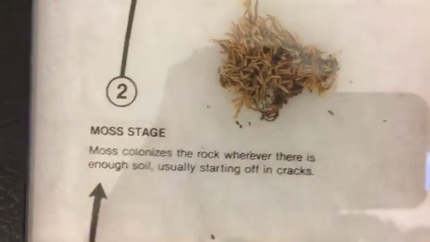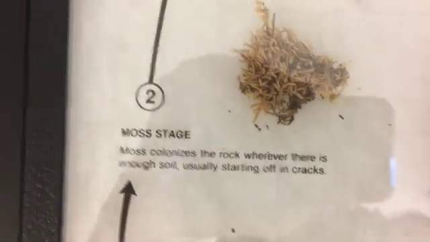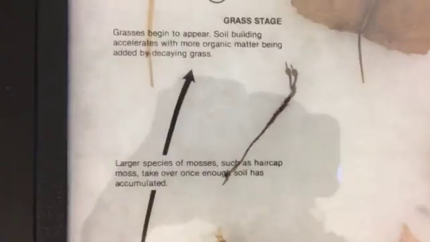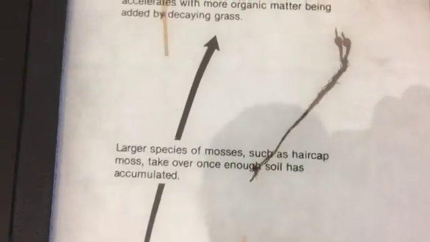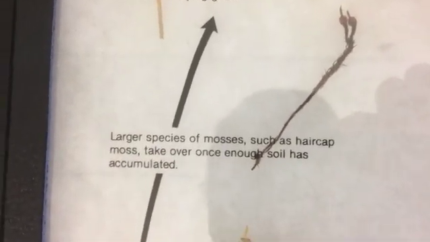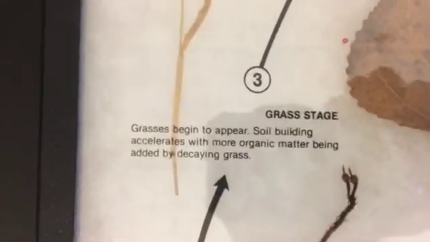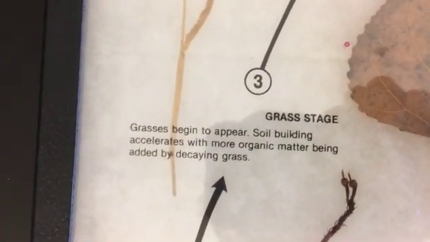Then stage two is the moss stage, where moss colonizes the rock wherever there is enough soil, usually starting off in cracks. Basically then what you have is larger species of mosses such as haircap moss take over once the soil has accumulated. And after that is step three, which is the grass stage. The grasses begin to appear, soil building accelerates with more organic matter being added by the decaying grass.